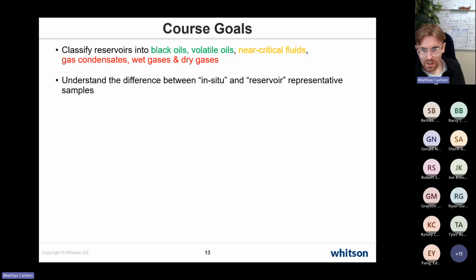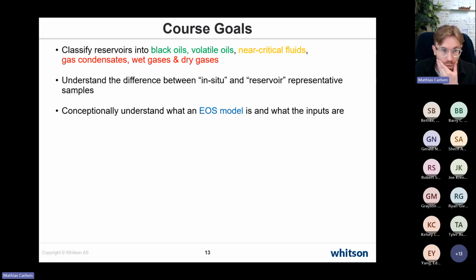We also want to understand the difference between what we mean by an in situ representative sample and a reservoir representative sample. We also would like to conceptually understand what an equation of state model is and what the inputs are.